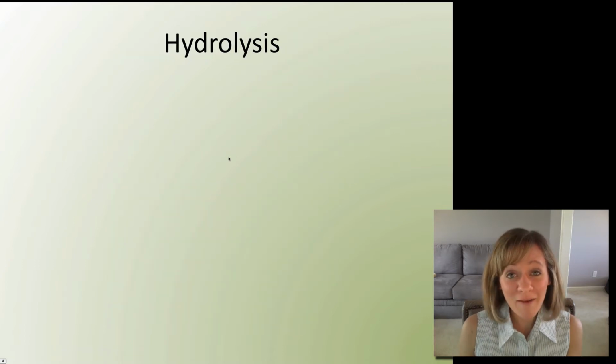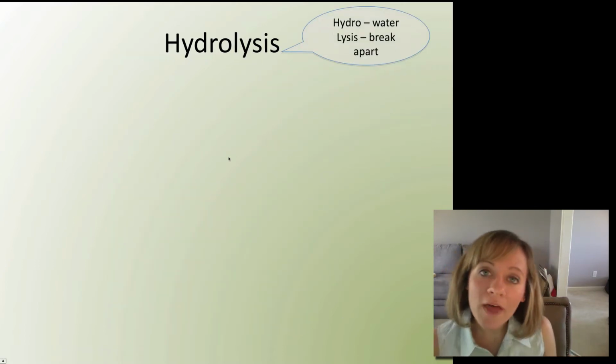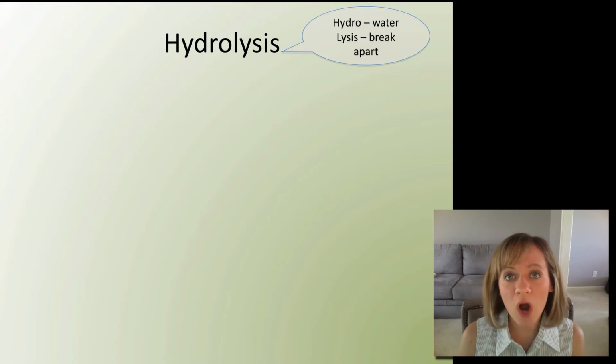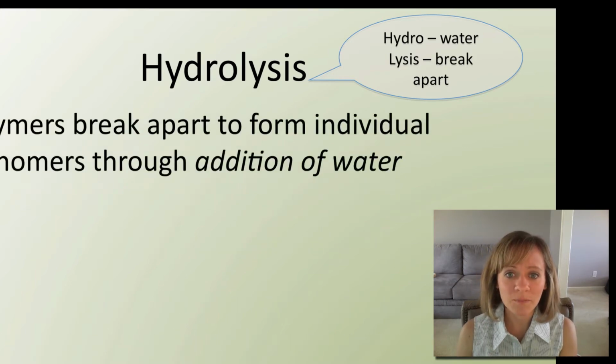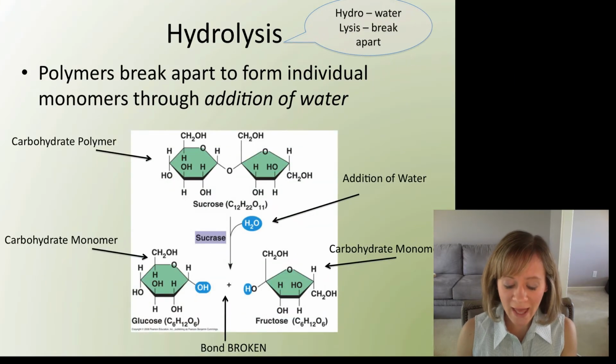Okay, now that we have a polymer, how do we break it apart? Well, that happens through the process of hydrolysis. Hydro means water, lysis means to break apart. So it's sort of the opposite. We're adding water in order to break apart this polymer. So let's take a look at this.